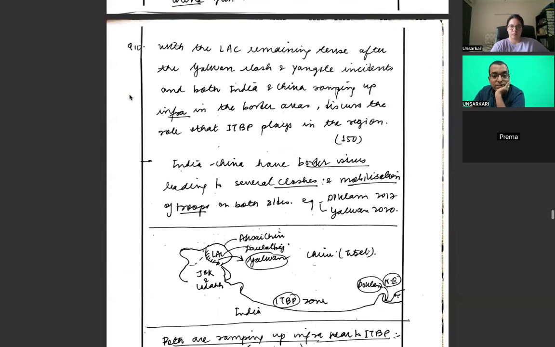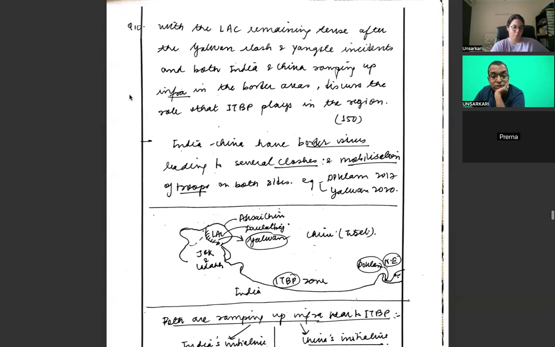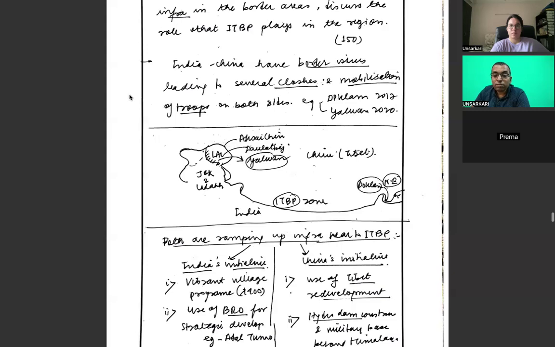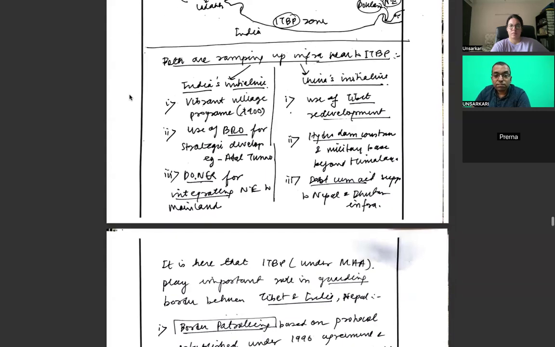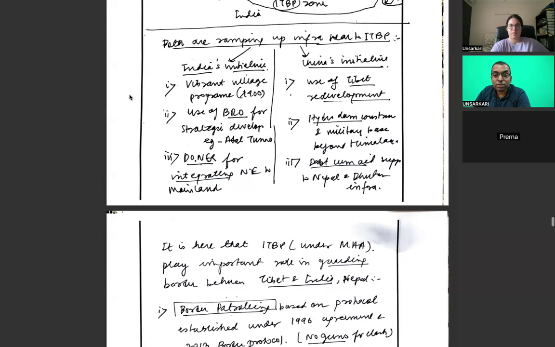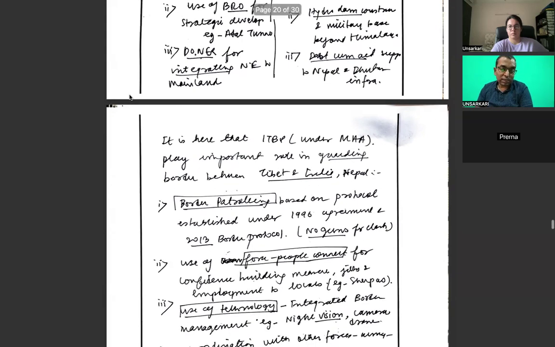So it is about China, LAC, like as I just said, Aksai Chin, Galwan, ITBP zone. So India China border issues, mobilization, Doklam, Galwan 2020. Both are ramping up infrastructure. India is ramping up, one must say, India infrastructure near the ITBP. India's Vibrant Village Programme, use of BRO for strategic development, integrating the northeast to the mainland. China's use of Tibet for redevelopment, Heidel Dam, and military base. So a little bit more facts and more ideas here we can see.